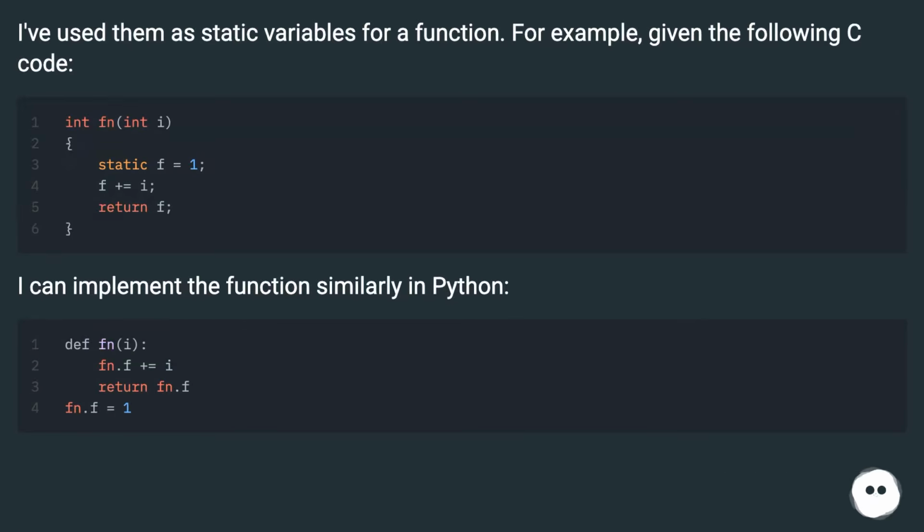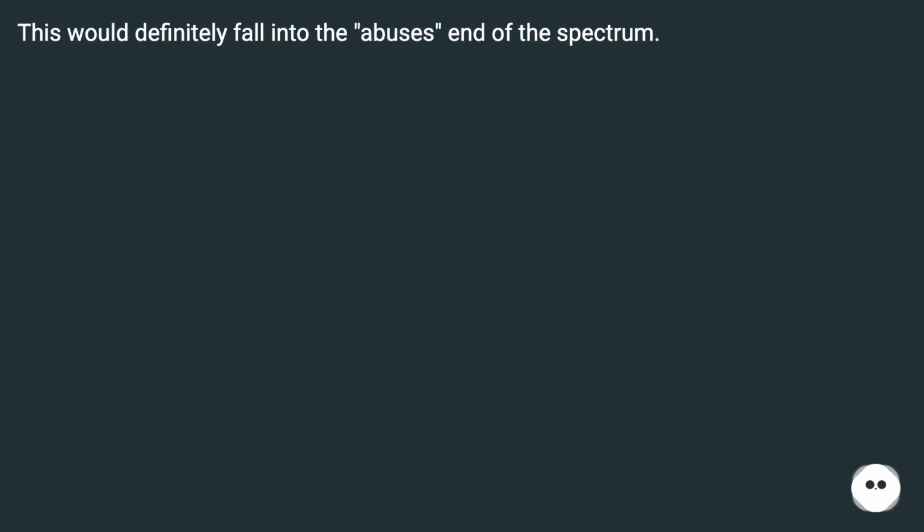I've used them as static variables for a function. For example, given the following C code, I can implement the function similarly in Python. This would definitely fall into the abuses end of the spectrum.